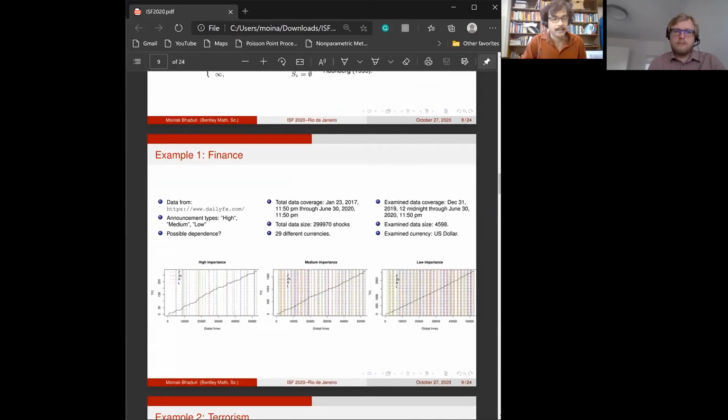So we tried to check whether this algorithm was any good through 3 real examples. And for each one of these, we did some goodness of fit tests prior to all this to check whether the self-exciting assumption is at all valid. So the first example is from finance, where we have a web page that stores data on economic announcements that are likely to cause different types of impacts on the financial market. It's quite a large data set, and we have focused on 3 different types of announcements: the high, the medium, and the low importance announcements.